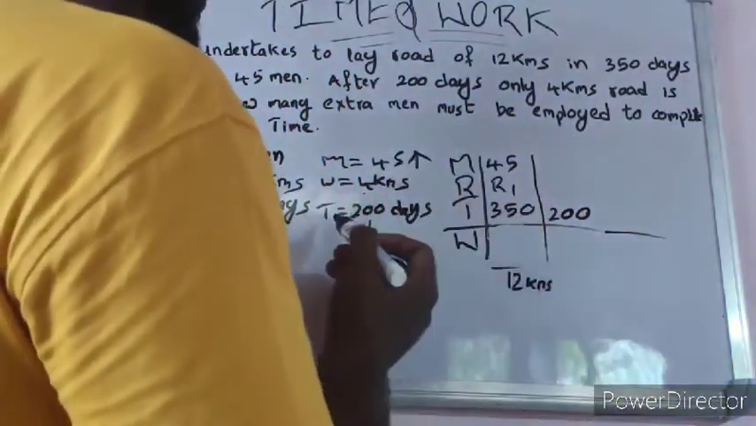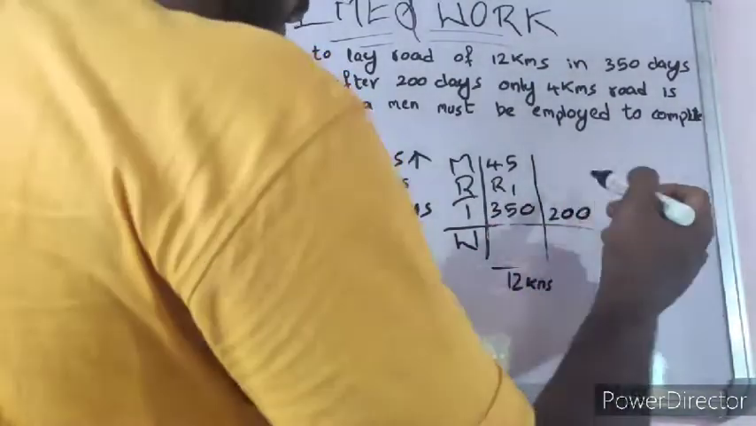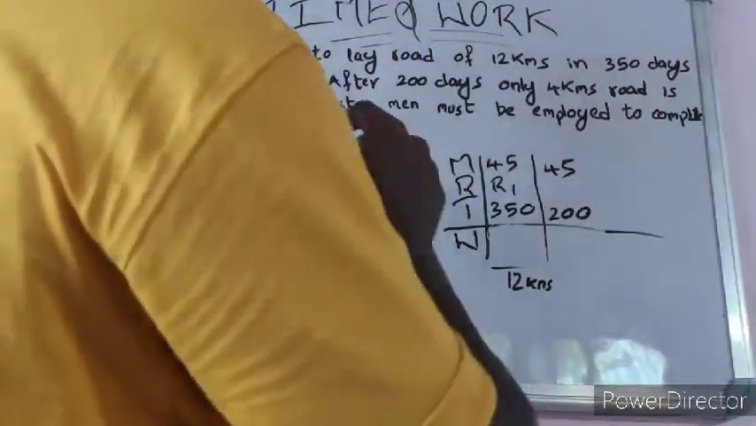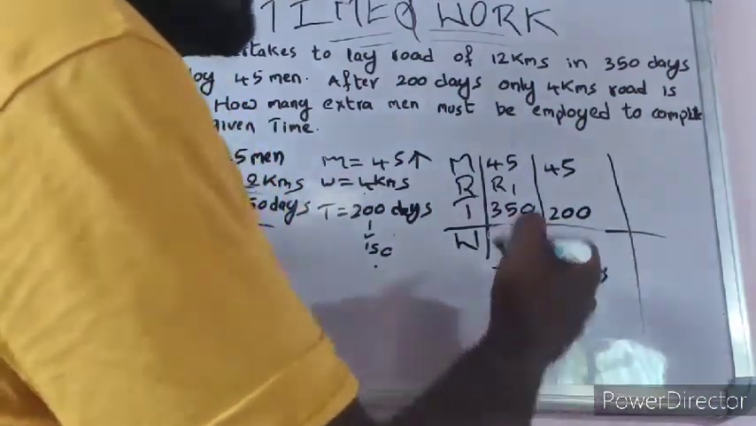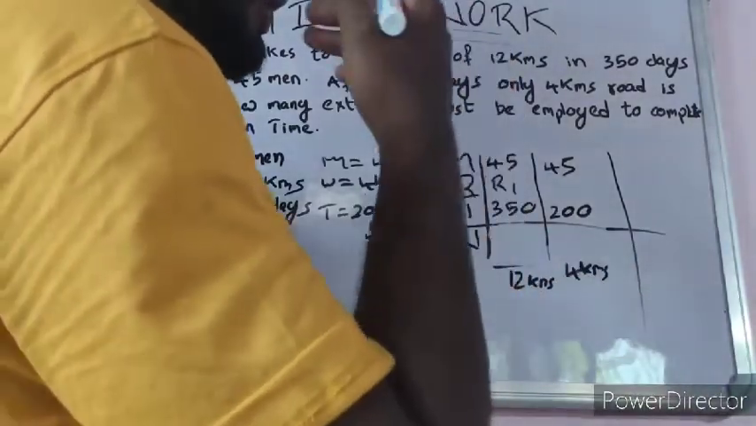Okay, 12 kilometers. So what we did is, in 200 days we laid a road. How many men did we use? 45 men. How much road did we lay? We have laid a road of 4 kilometers. How much road is still pending? We were supposed to lay a road of 12 kilometers. We already laid a road of 4 kilometers. The pending road is 8 kilometers.